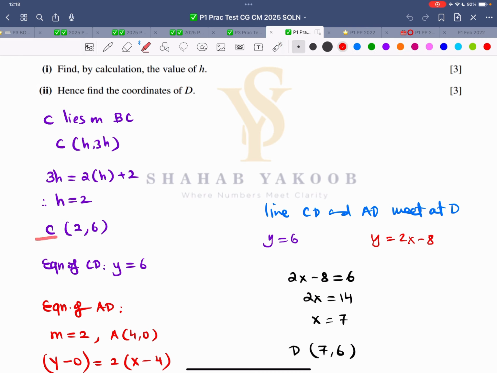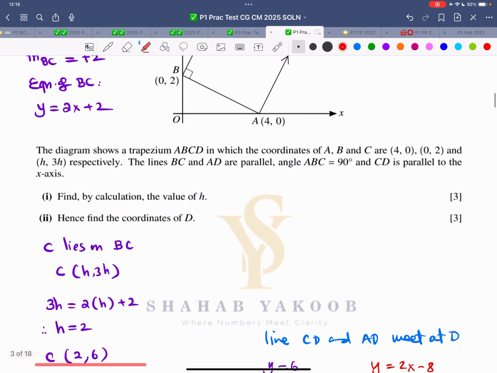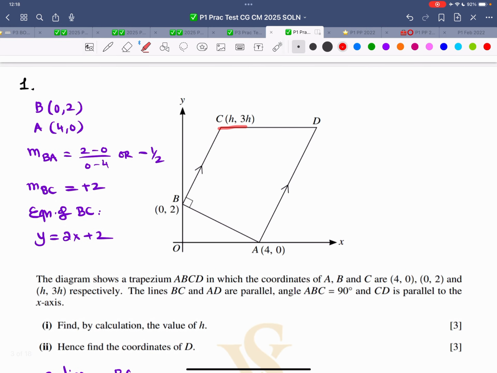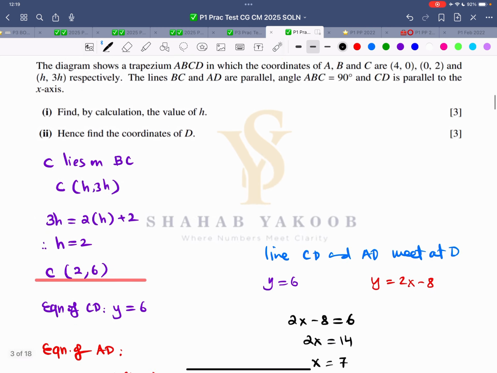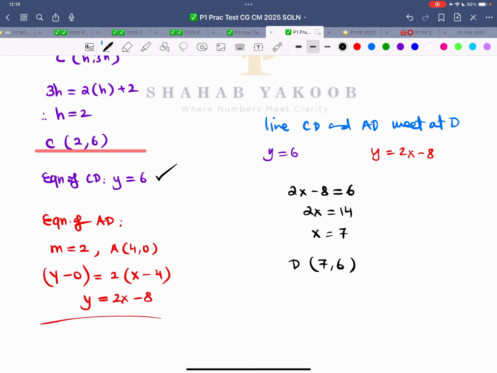Let me highlight it. And then it further says that this line over here is parallel to the x-axis. That means this line is of the form y equals a constant. In this case, that constant is this thing, because all along the line the y coordinate does not change. We know that h is 2, therefore 3h is 6, therefore y equals 6. That's the equation of this line. So equation of CD, y equals 6.